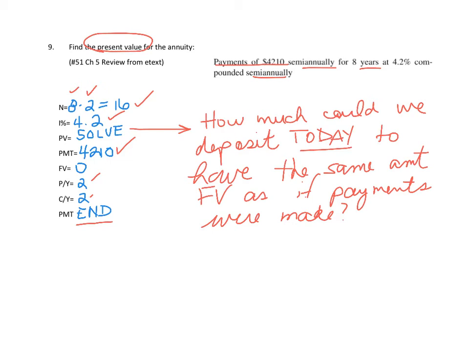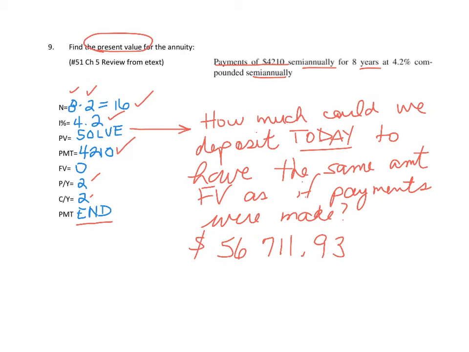So again, we'll enter the information in. N is equal to 16. Interest rate is 4.2. Present value we will solve for. The payment is $4,210. The future value is actually not of any interest to us, so we're going to enter a 0. And compounded semi-annually means P/Y and C/Y are both 2, and payments are again at the end. So the present value would be $56,711.93.